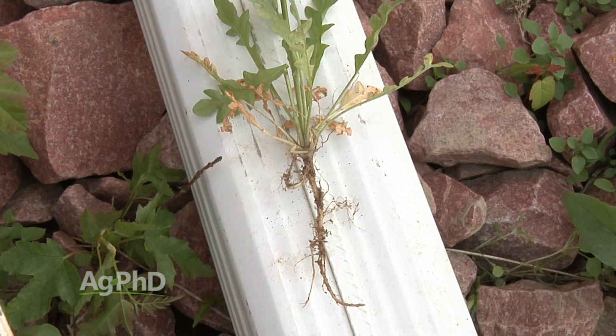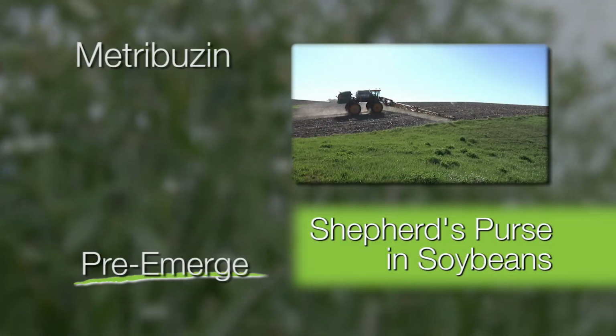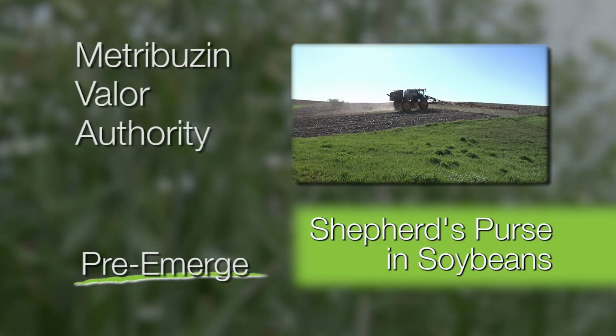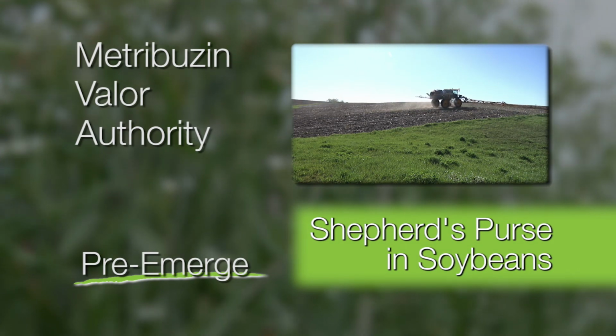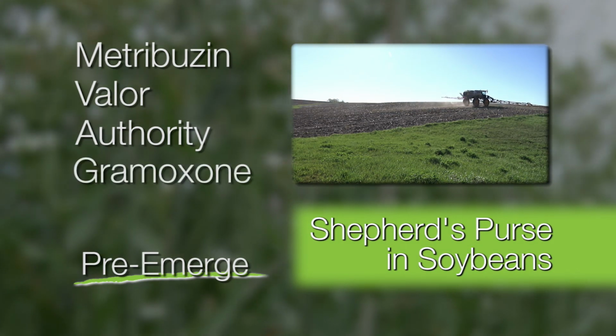Well, the other thing you can do is spike something else in there. Like in front of soybeans, we talk all the time about Metribuzin, about Valor or Authority. I mean, those products have good burn down activity. You can also go to Gramoxone. But the fact remains, if the weather's too cold, it's going to be hard for the herbicide to work.